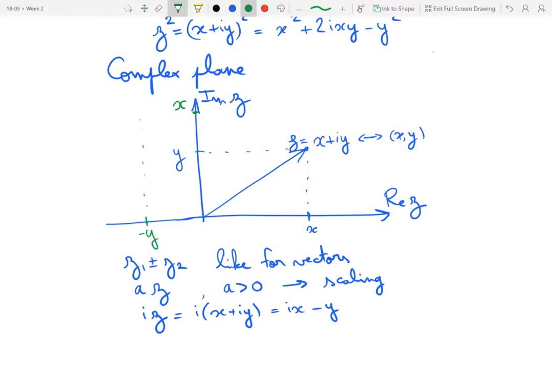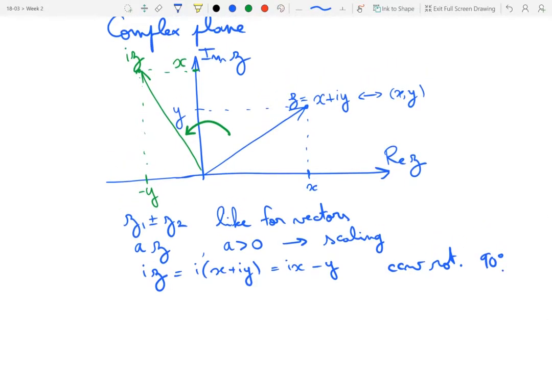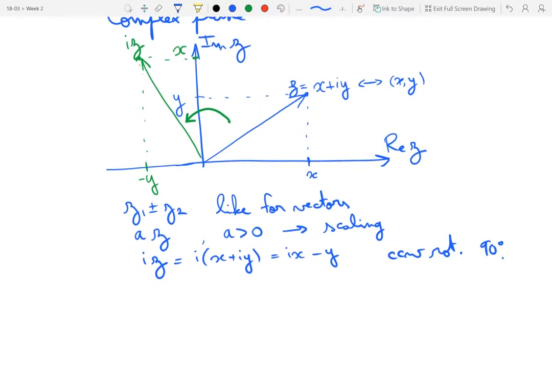So now we have the vector here that has those components, and this is going to be our new complex number that is represented by this vector here. This is going to be i times z. And the operation that will give you the green vector from the blue vector is a counterclockwise rotation by 90 degrees. So it's not a scaling. Multiplying with a complex number will in general also induce a rotation in the complex plane. You see an example of that here.